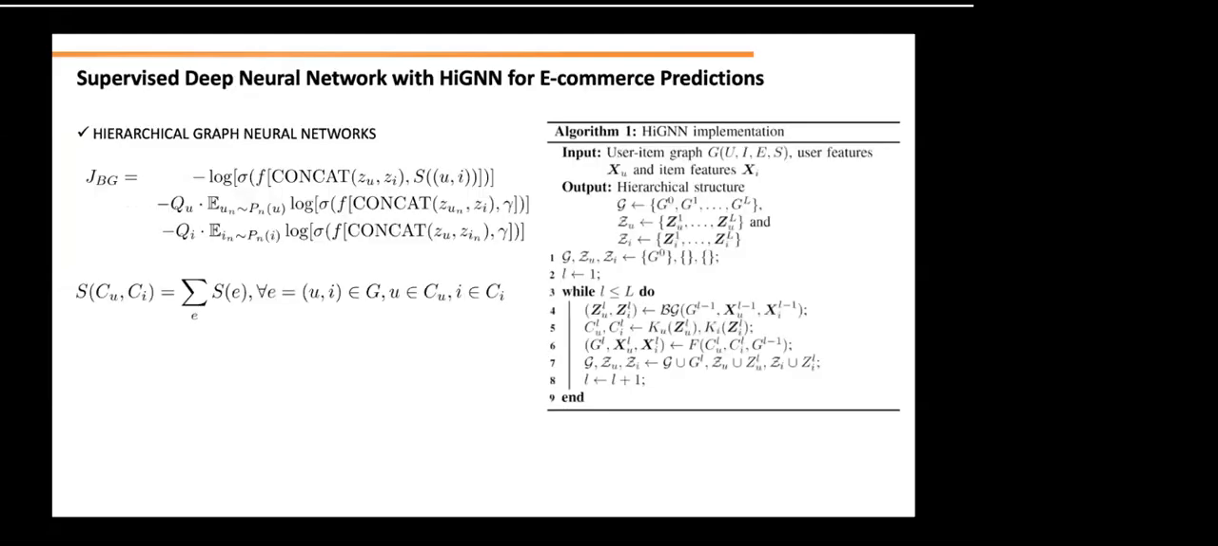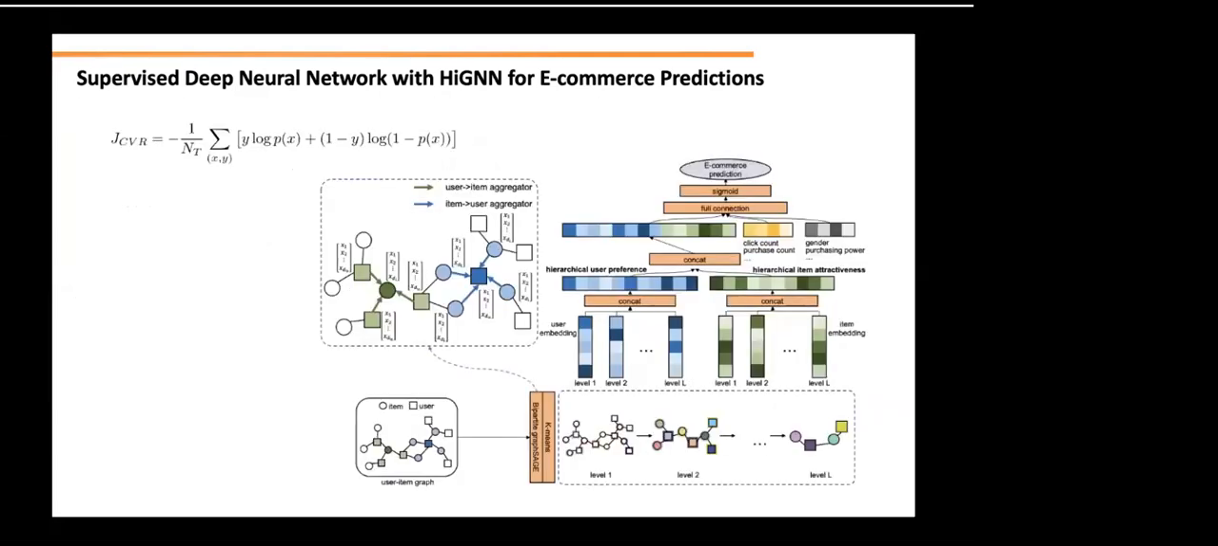We first show the bipartite graph-based loss function, which encourages nearby users and items to have similar embeddings, while enforcing that embeddings of disparate users and items are highly distinct. Here shows the loss function of CVR prediction and the full framework of our algorithm.